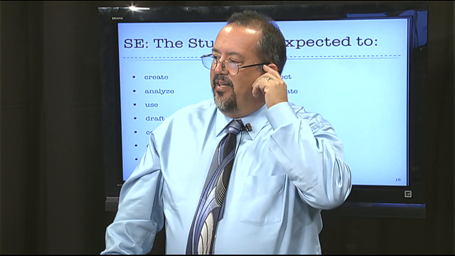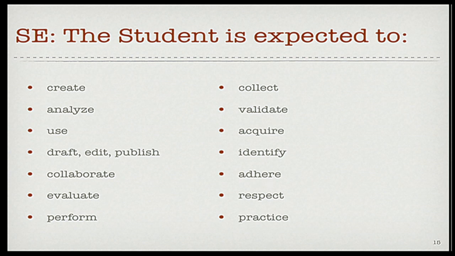So that's the student expectations. Notice that when you're looking at your student expectations, they always have a verb associated with them. So at the end of that knowledge and skills statement, it always says the student is expected to, and then I just pulled out a few of the verbs. These aren't certainly all of them. These are a few of the verbs. Look what it's asking our students to do: create, analyze, use, identify, collaborate, respect, practice, validate, collect, perform. It's asking our students to do a verb, and so the students actually have something that they're asked to do as part of the student expectation.